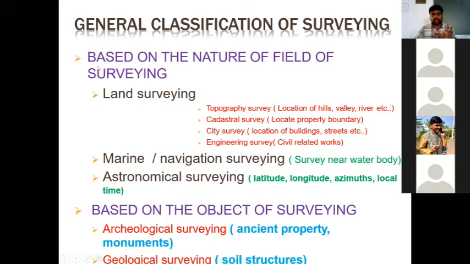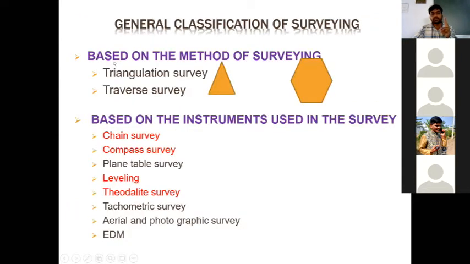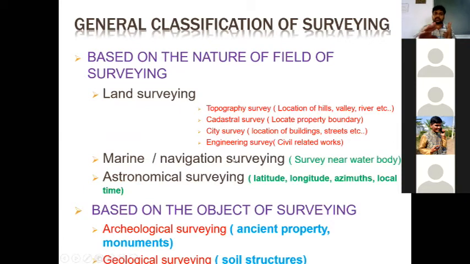Before that, I will mention the classifications in the secondary classification of surveying. First, classification based on the nature of field of surveying. Second, classification based on the object of surveying. Next, surveying based on the methods of surveying. Fourth, based on the instruments used in the survey. These 4 come under the secondary classification of survey. We'll go one by one.